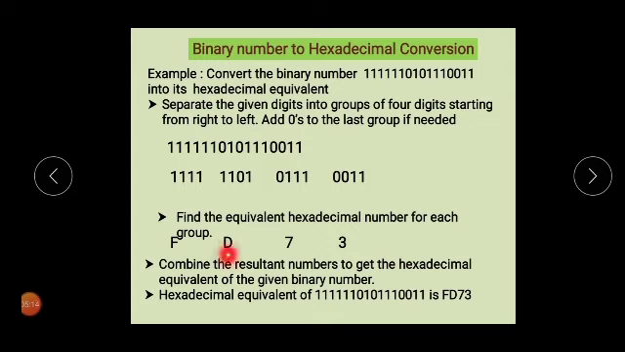Then we write all these resultant digits in the same order. So for the given binary number, the hexadecimal equivalent is FD73. We will not change the order here, we write it as it is.